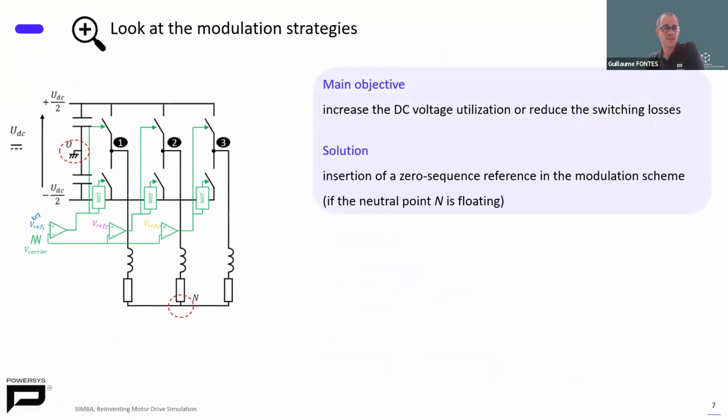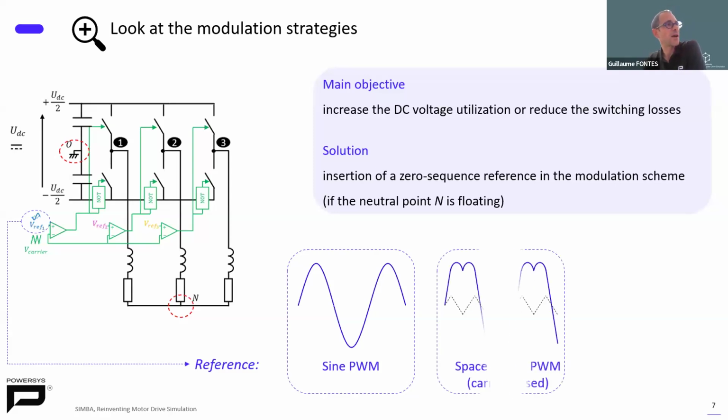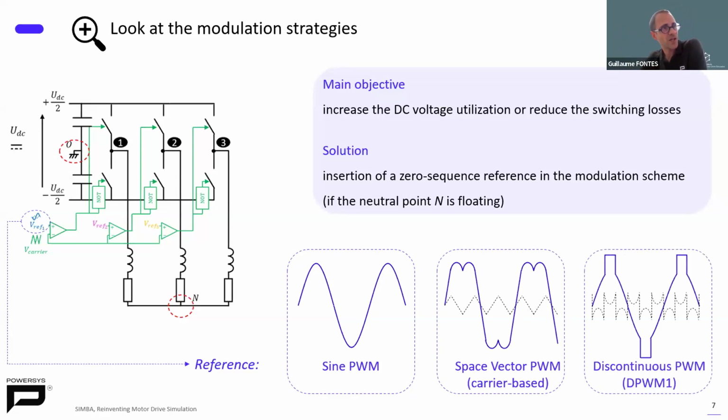And in this example, we are going to consider 3 modulation strategies. The first one, which is the most classical, is sine PWM. And then the space vector, well, it's space vector-like, actually, because it's carrier-based, where the zero sequence reference is a triangular waveform which has been inserted. And the last one is this discontinuous PWM, which aims to reduce the switching losses when the current is at its maximum.